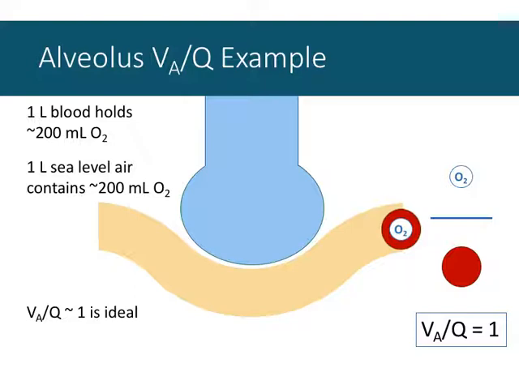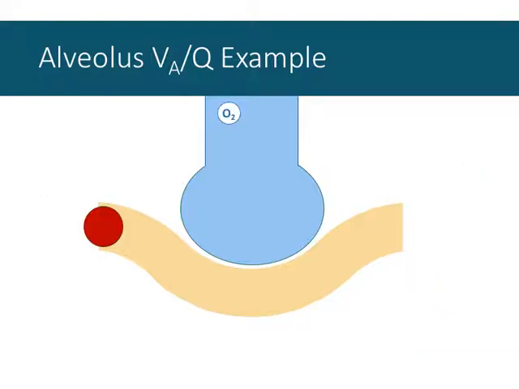Well, you know where I'm going with this. What are the non-ideal scenarios? There's really only 2, of varying severities. You either don't have enough or you have too much air present to fully saturate the available blood.